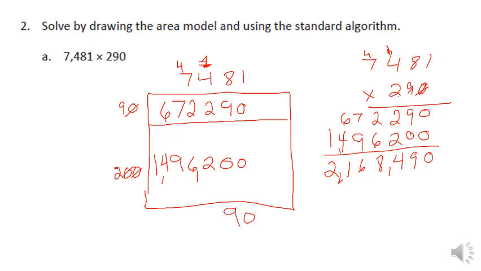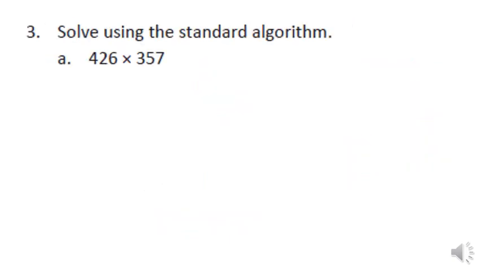We got 0. 9 and 0 is 9. 2 and 2 is 4. 2 plus 6 is 8. 7 plus 9 is 16. Carry our 1. 6 and 1 is 7. 4 is 11. Carry a 1. And we end up with 2. So we have 2,168,490. Same answer.